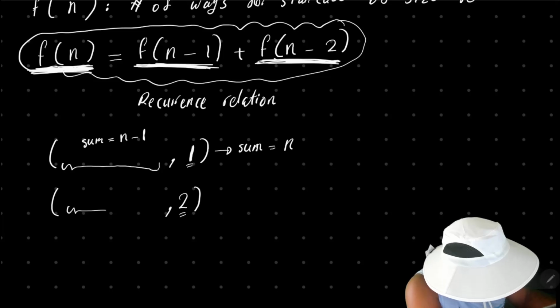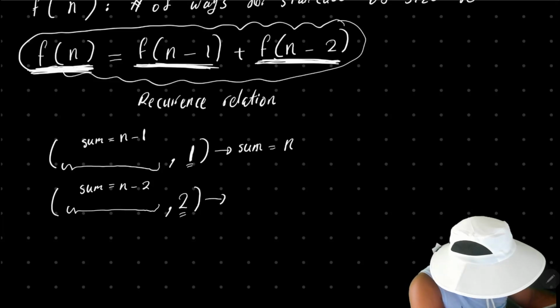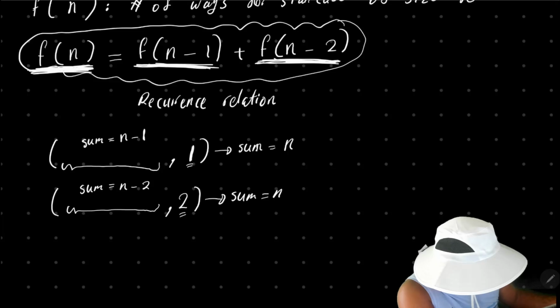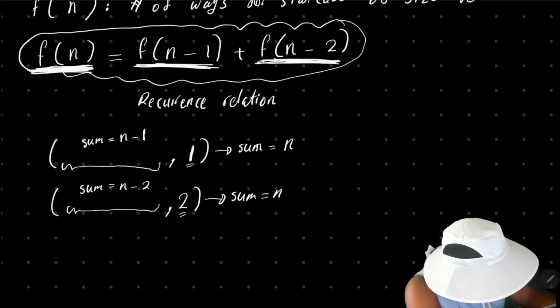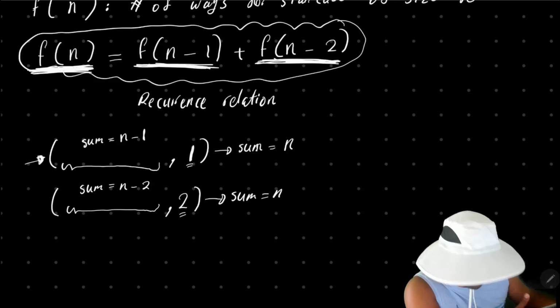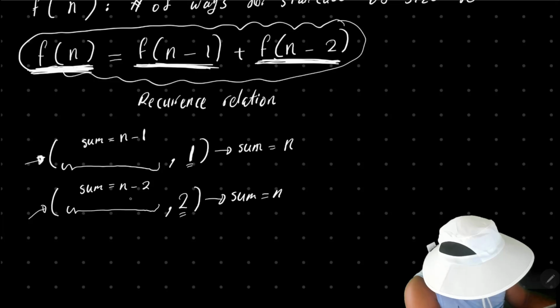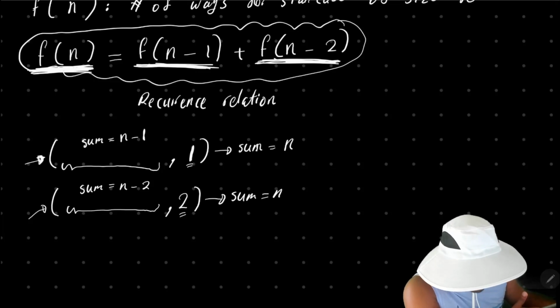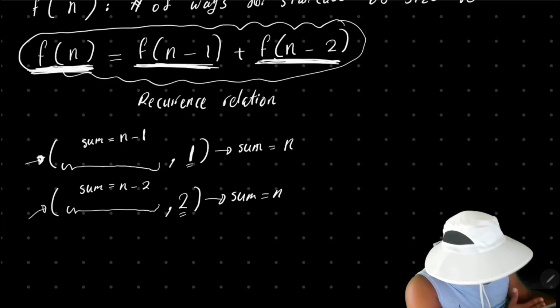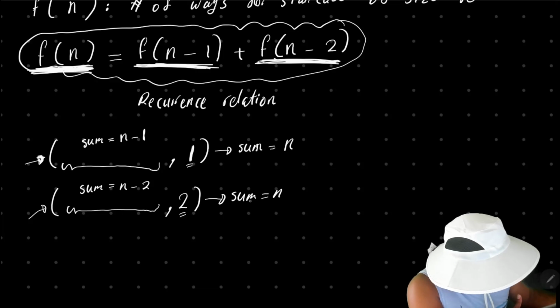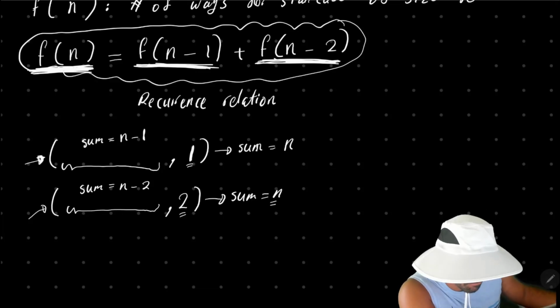Similarly, this guy has to give you a sum equal to n minus 2, because the whole parentheses has a sum equal to n. So basically I'm looking for all different ways that I can sum up to n minus 1, and I also look at all the different ways to get a sum equal to n minus 2. And that will give me every single parentheses that eventually sums to n. Okay, that's the whole idea.